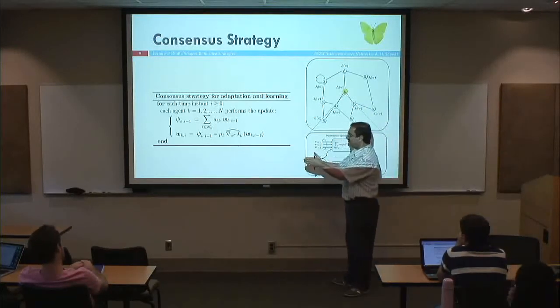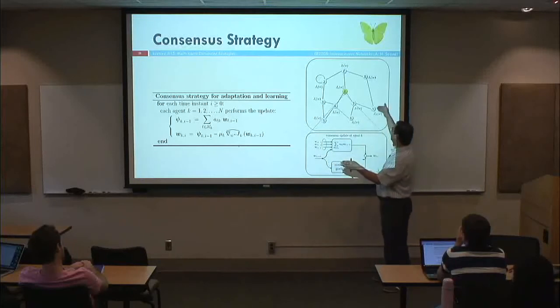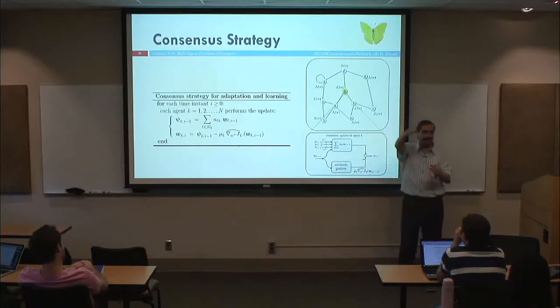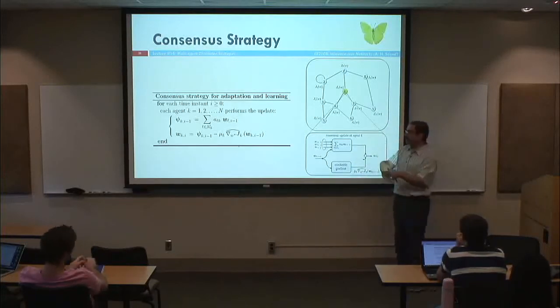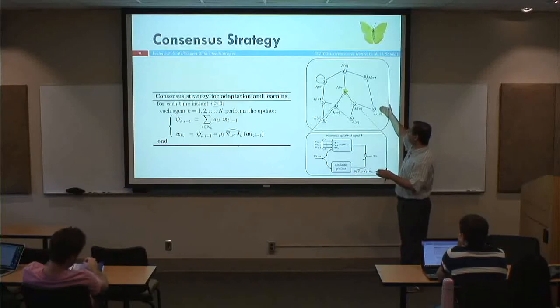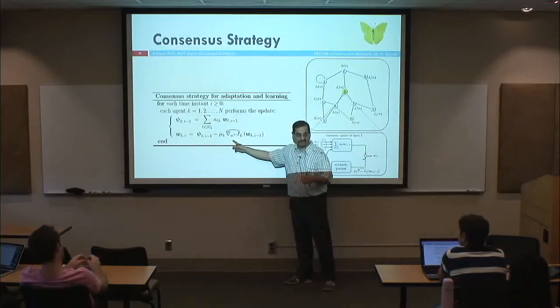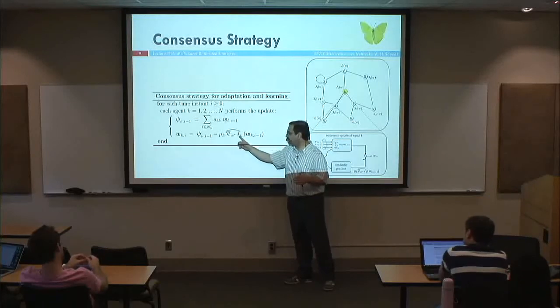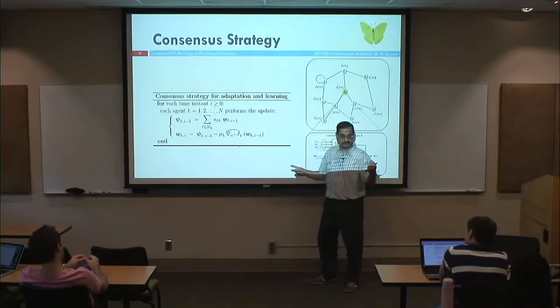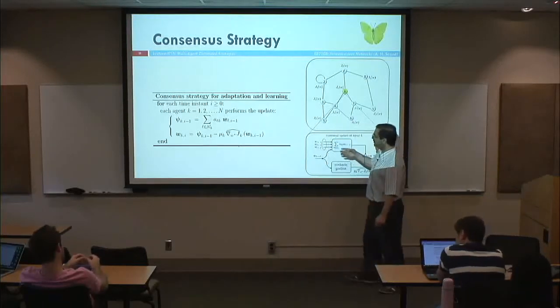At every time instant i, agents are receiving data. For example, in the mean square error case, each agent is seeing d and u, data d and regression vector u. More generally, they are receiving some data that allow them to compute the approximate gradient, which is the gradient of the loss function Q. Okay, so this is how it works.